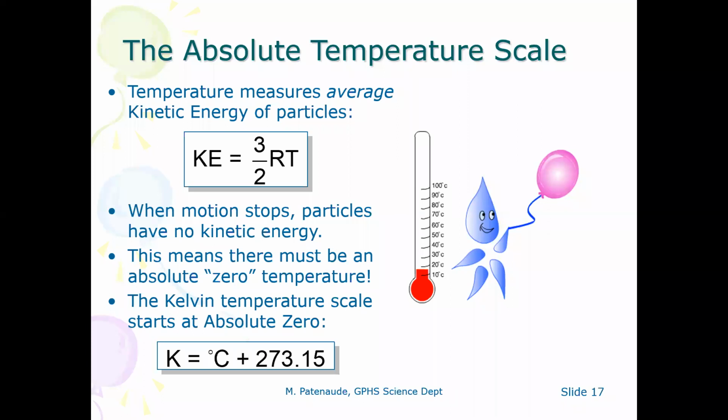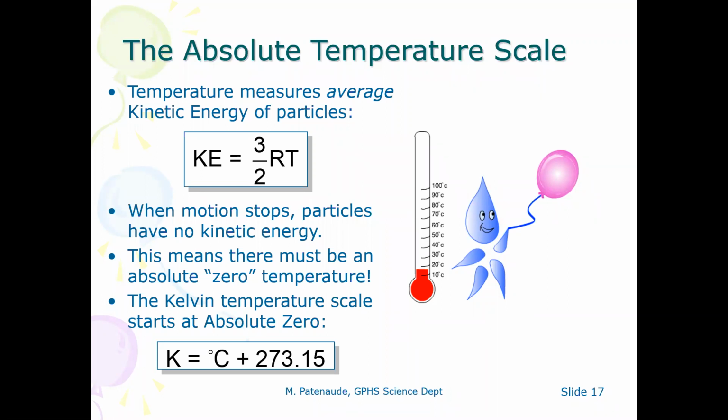What if you kept cooling down and you kept cooling down? What's going to happen eventually? The particles stop moving. When they stop all motion, then your kinetic energy must now be what? Zero. If there's no more motion, the kinetic energy is now 0. Can you have any less movement than stopped? No. So that means you can't have any less energy than 0 energy, right?